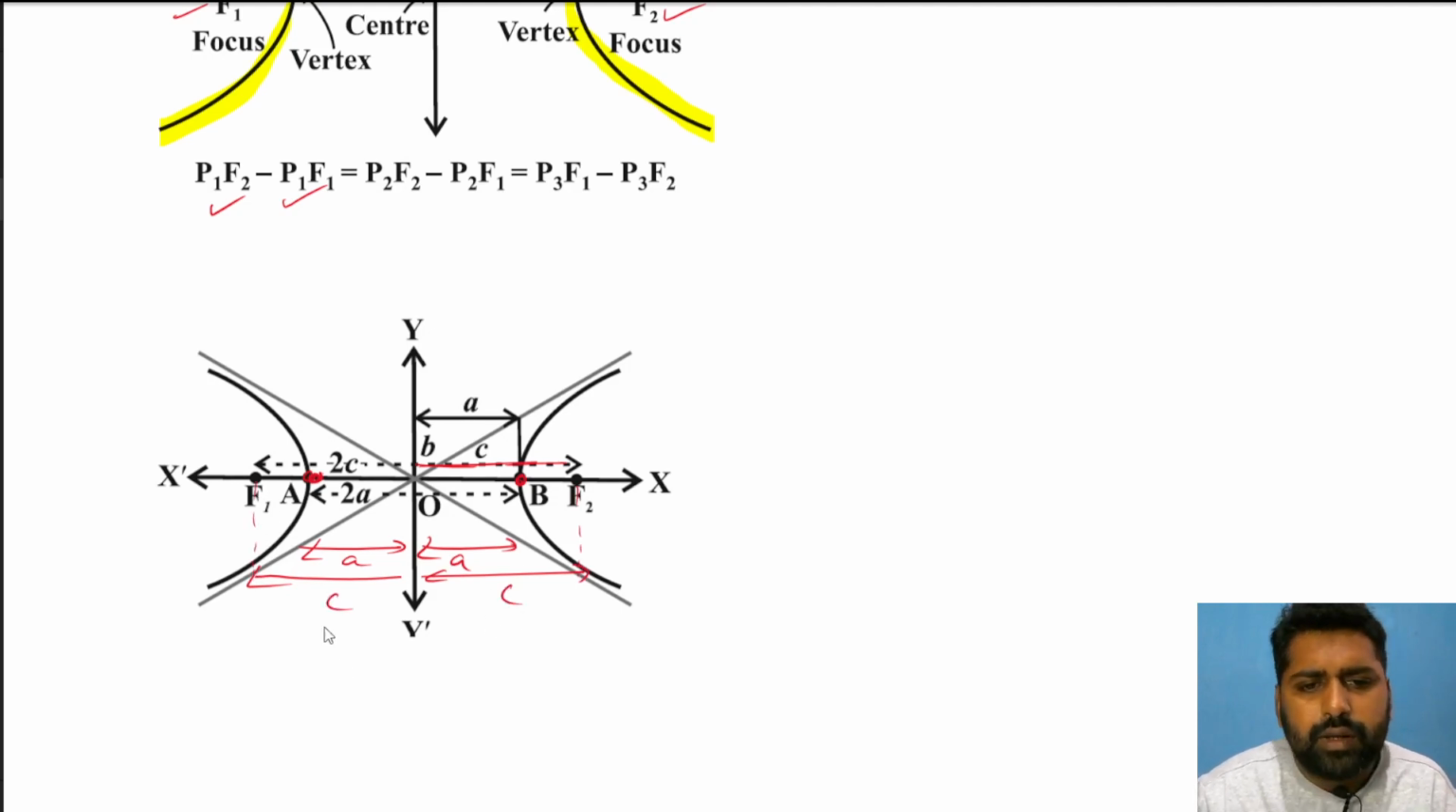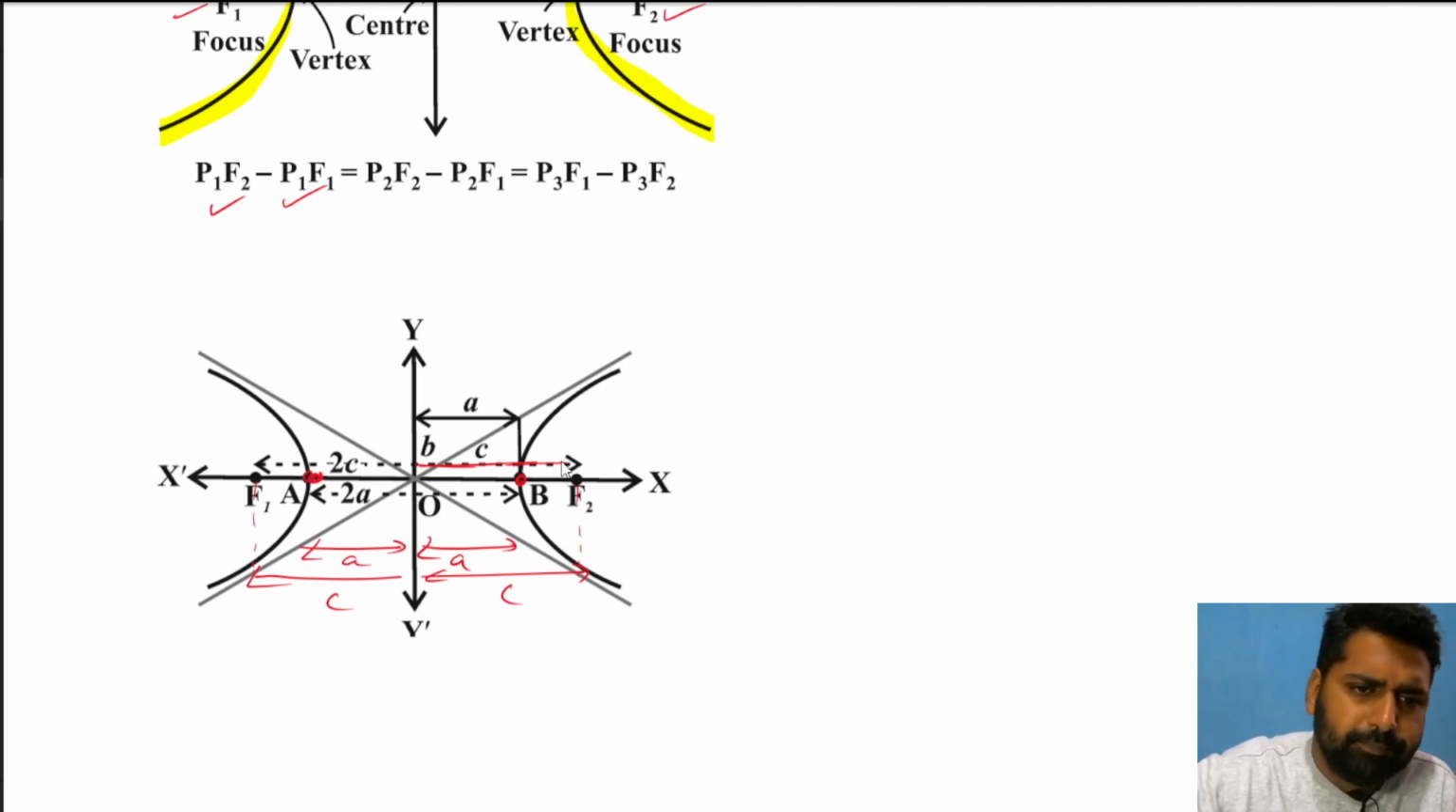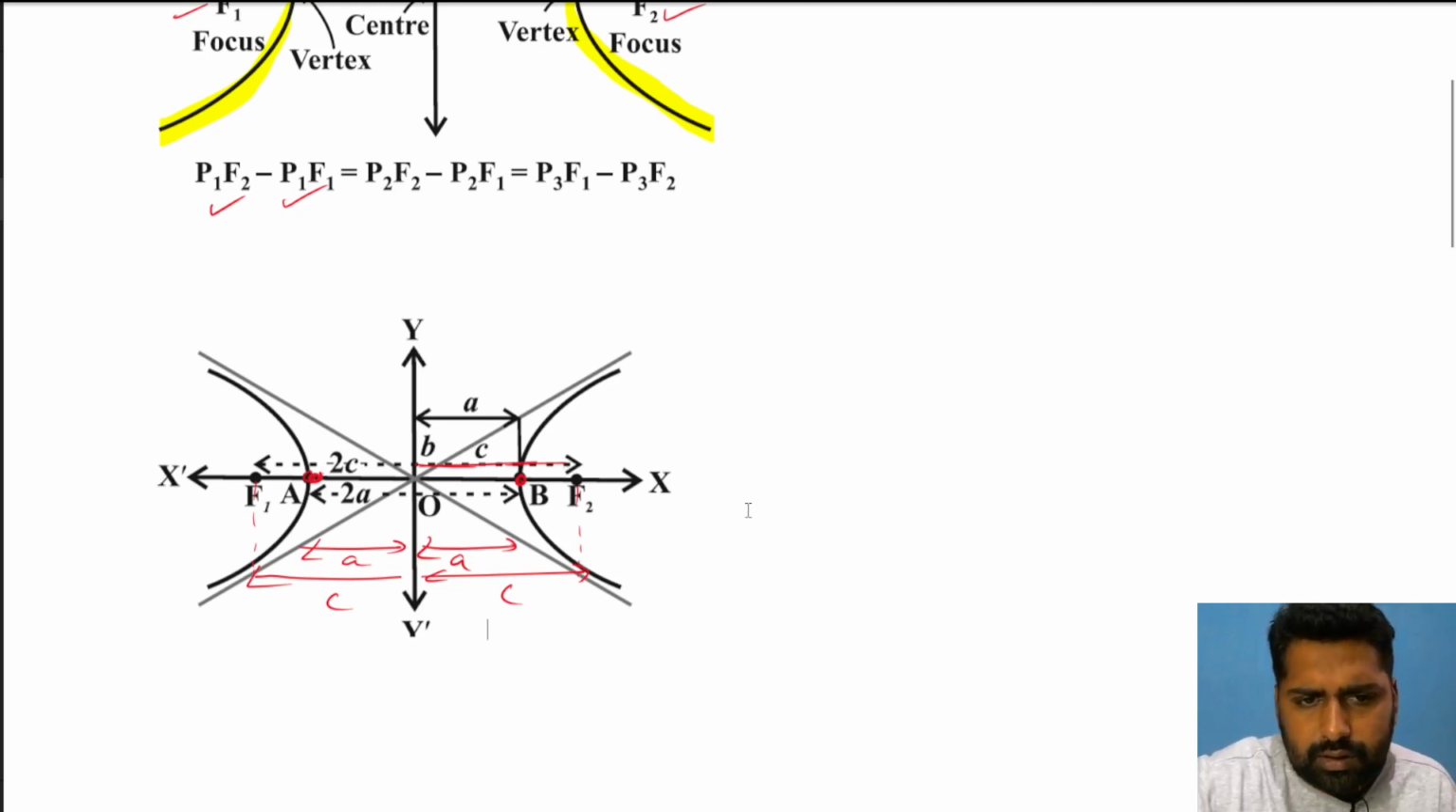C, c. Okay, b cannot be shown on this graph. So you have to consider only 2 things, a and c. b is not here. So the vertex is at a distance a, the focus is at a distance c. So again, very much related with ellipse.